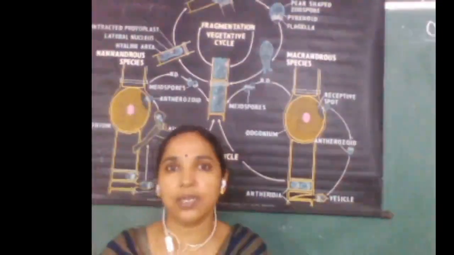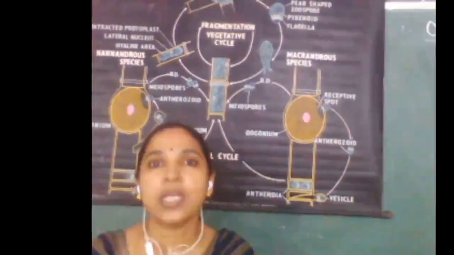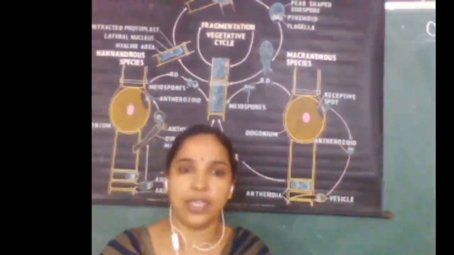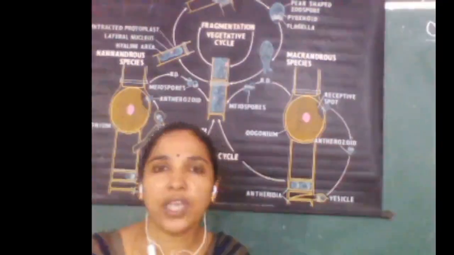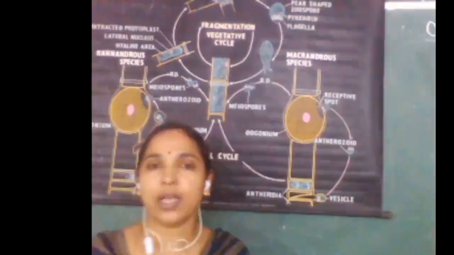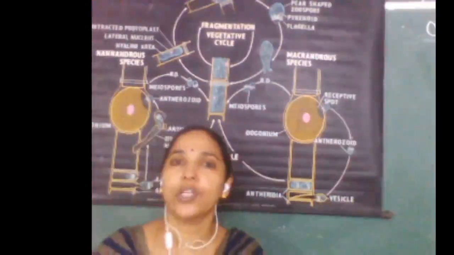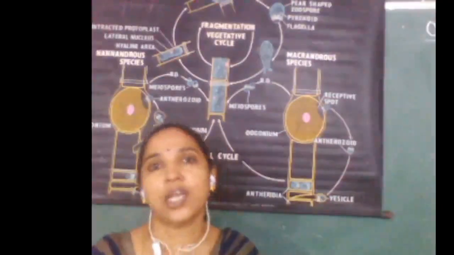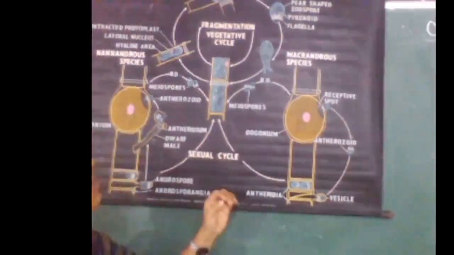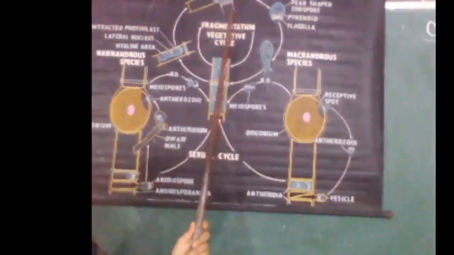Two methods are there. Asexual reproduction is by means of zoospores, aplanospores and akinetes. Zoospores are very common, they are the motile spores. They have flagella. Aplanospores are the non-motile thin-walled spores. Akinetes are the thick-walled spores. See here how this reproduction is taking place.